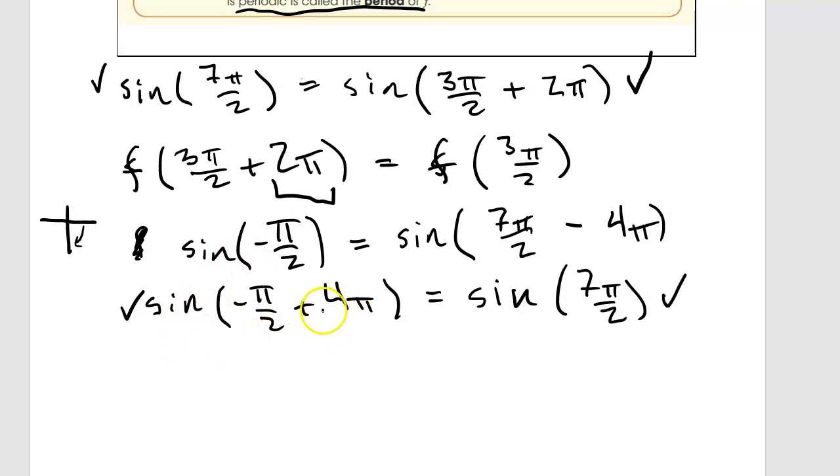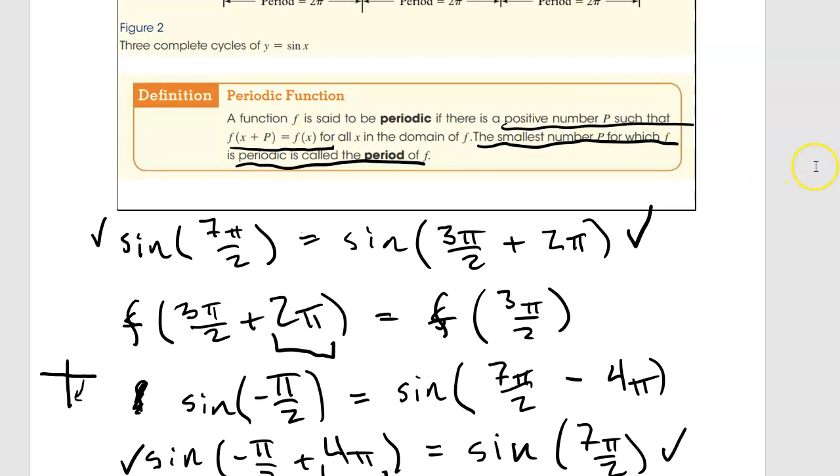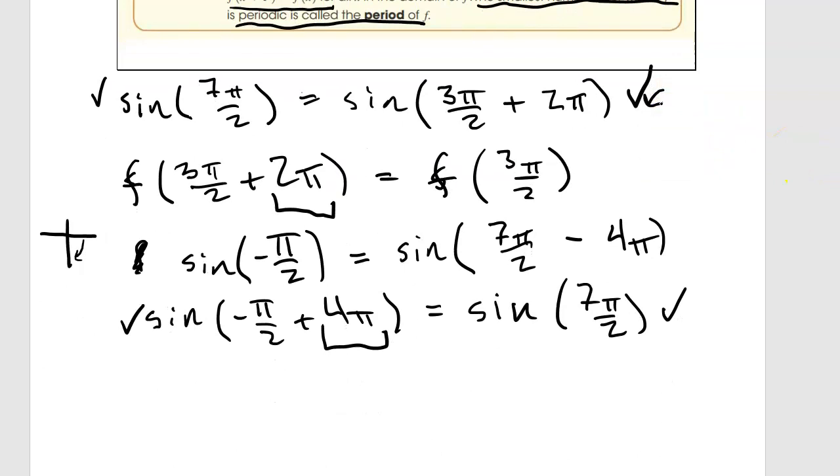So my point in doing this is showing you that we can add a number that's bigger than 2 pi and still get a period, right? That's the definition of a period. A function is periodic as long as we add a positive number p such that we get the same values for f of x and f of x plus p, right?